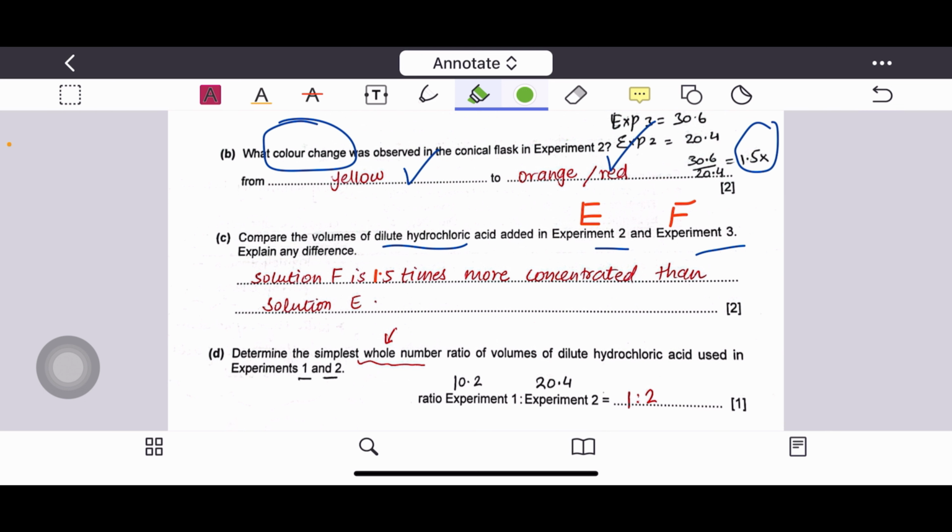Compare the volumes of dilute hydrochloric acid added in experiment 2 and experiment 3. Explain any difference. We know that in experiment 2 solution E was used, in experiment 3 solution F was used, and solution F needed more volume of HCl to neutralize it. 30.6 cubic centimeters of HCl was used to neutralize solution F, so the comparison tells us that solution F is 1.5 times more concentrated than solution E.